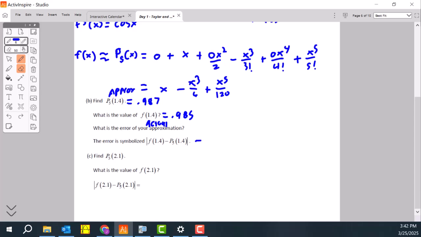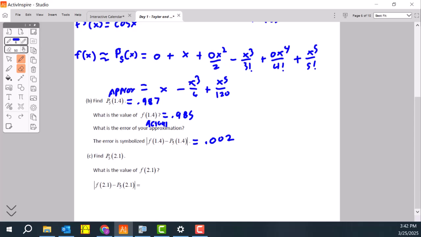So we can find the error in that approximation. Now, if you've done any form of science that does error, this formula should look familiar. This is actual minus approximation, which gives us the error. And so we can plug that in the calculator, and we should get 0.002 for our error. So we see we're only 2 thousandths off. It's a pretty close approximation.